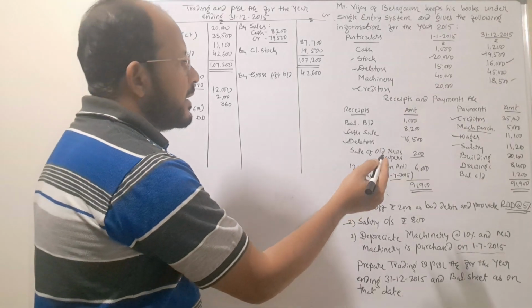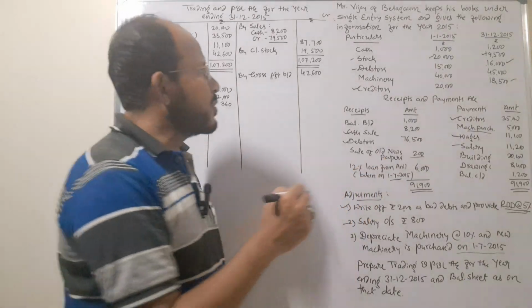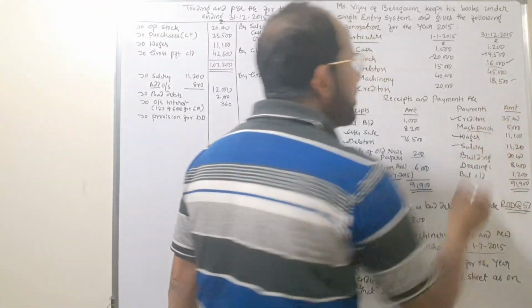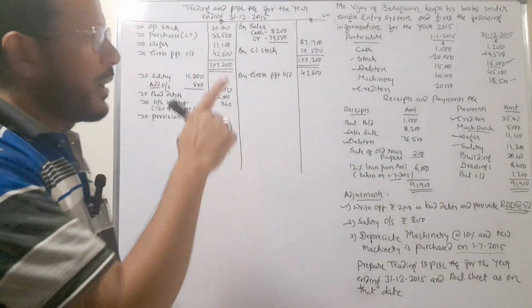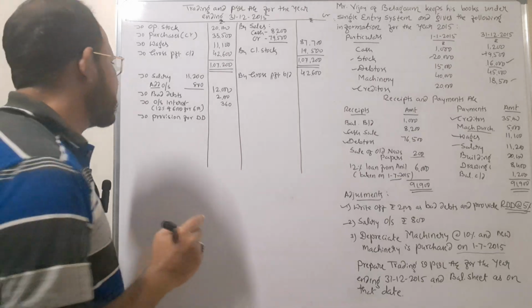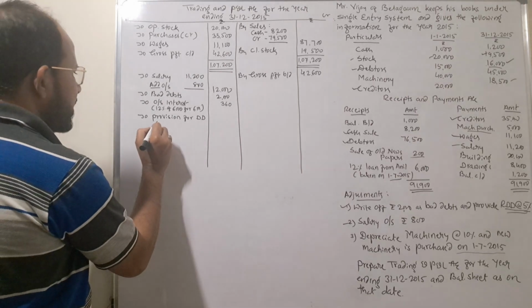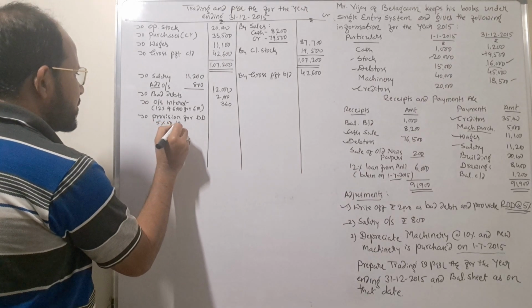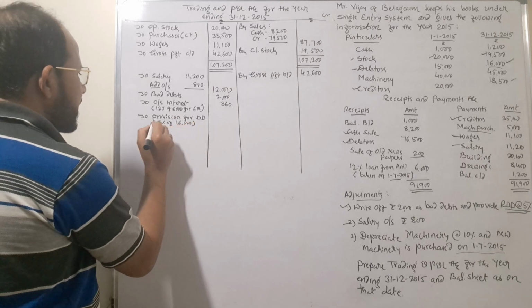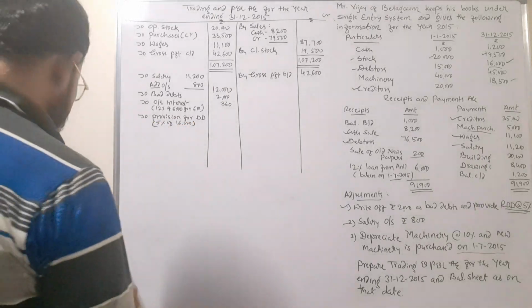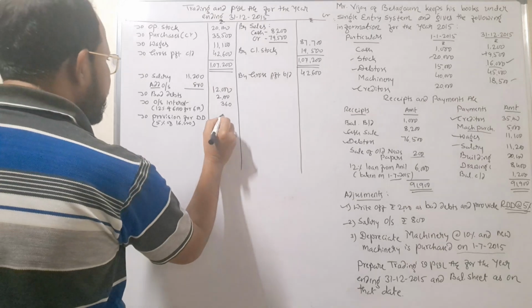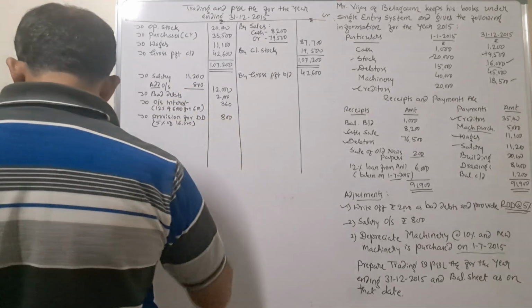This is calculated on the closing value of debtors. Closing value of debtors is given in the problem, rupees 16,000. On that we have to apply 5%. That we have to write here, 5% of 16,000 closing debtors. Then it comes to rupees how much? 800. It comes to rupees 800.